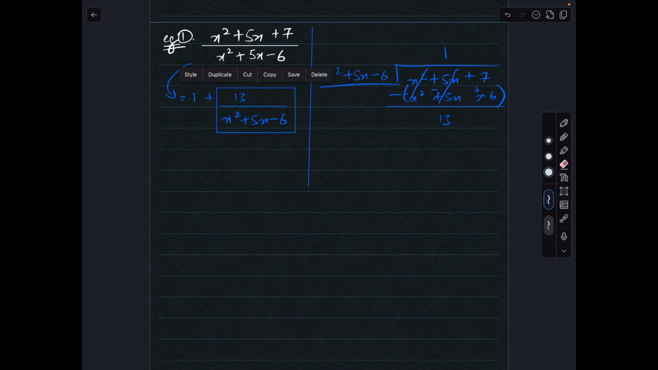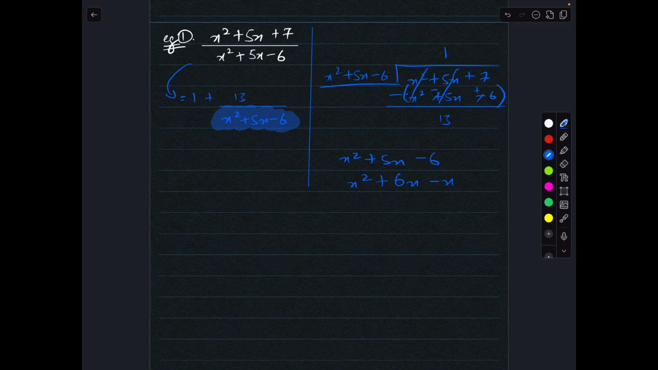And I solve this like I solve partial fractions every time. I'll start by factorizing the denominator, x squared plus 5x minus 6. I can break the middle term, so I write this as x squared plus 6x minus x minus 6. And I'll take x common, so I'll be left with x plus 6, and I'll take minus 1 common, and I'll be left with x plus 6. And the factors turn out to be these: x minus 1 and x plus 6.